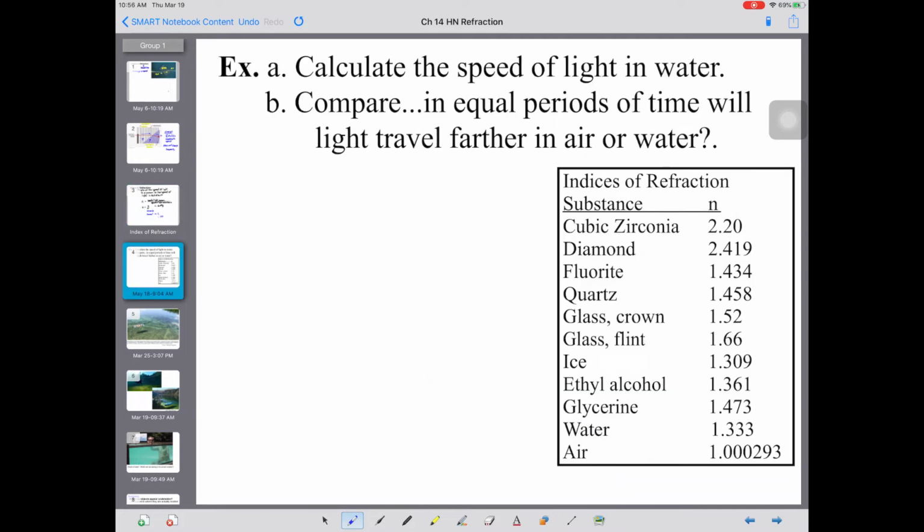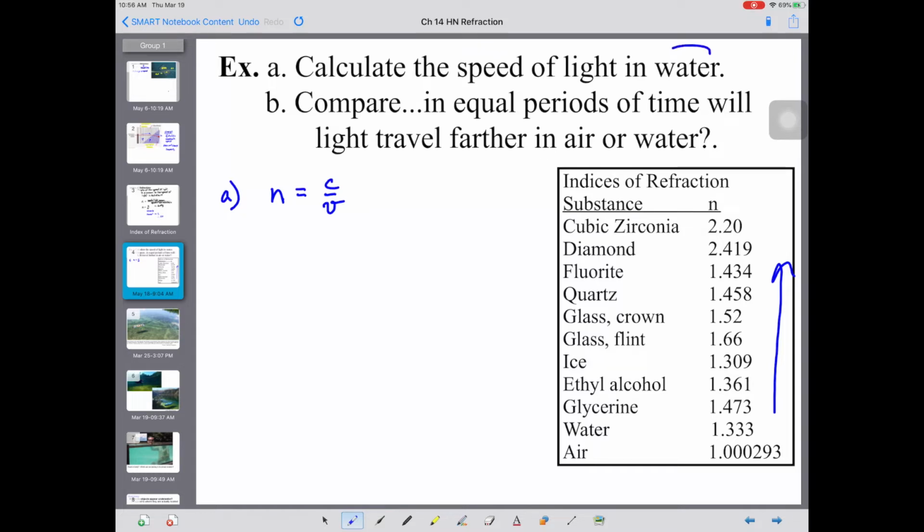So then let's consider an example. Calculate the speed of light in water. Well, we can do that using our equation, n equals c over v. In the table over here, we have different indexes of refraction for the various different substances. In general, as that index of refraction value goes up, most of these, they're not quite in order, but as the value gets higher, the speed changes more, and as the speed changes more, the bend is going to be greater.